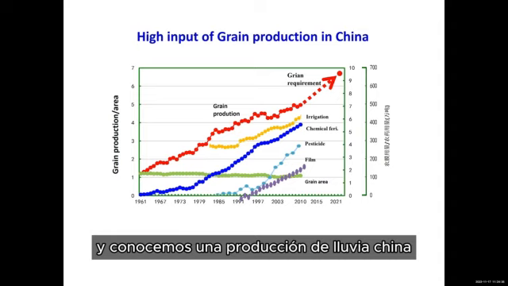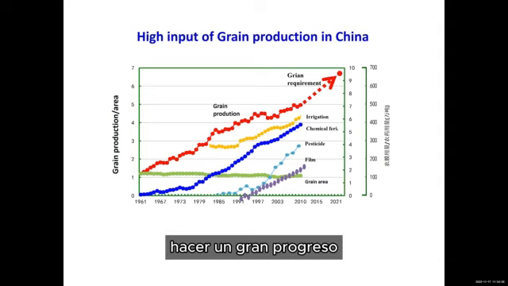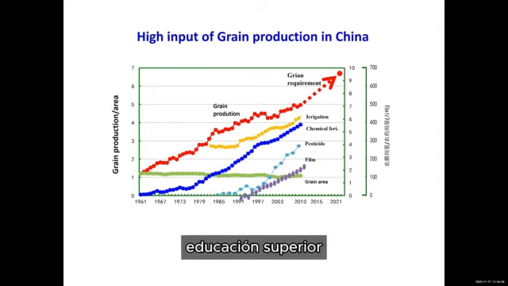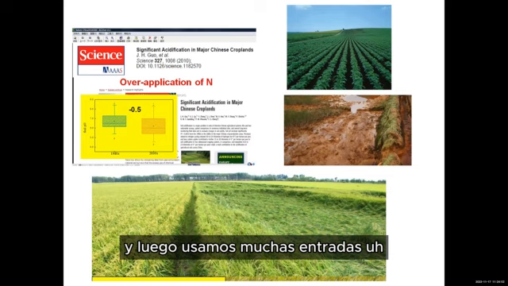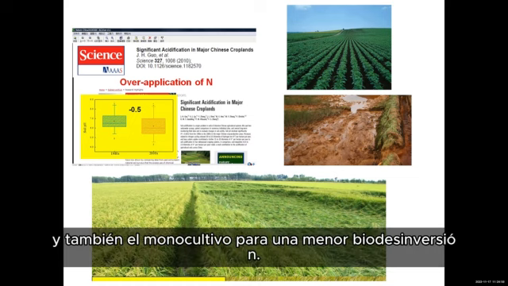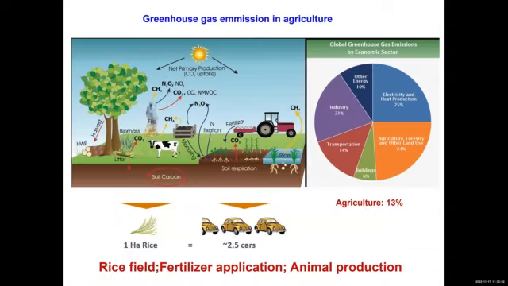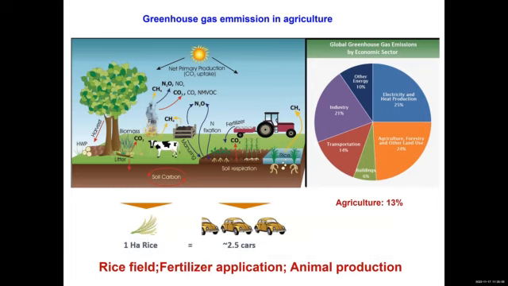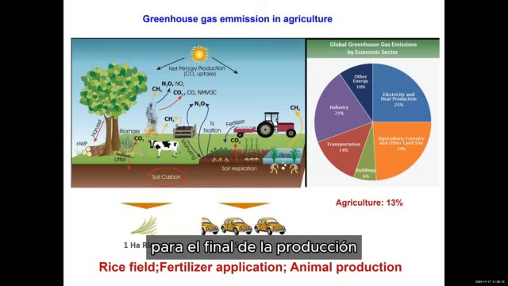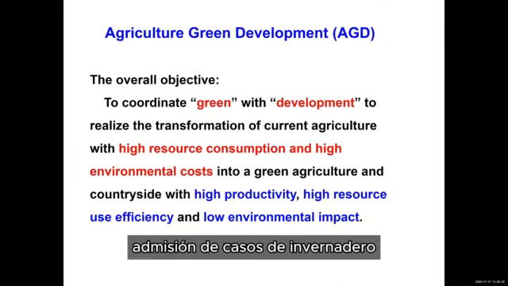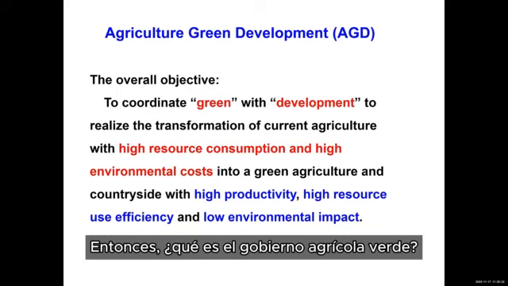And we know Chinese grain production has made great progress, but this progress depends on higher input. For example, high irrigation, higher chemicals, higher pesticides, higher fertilizer. And we use a lot of inputs. So there are some problems, for example, environmental problems, and also monoculture has lower biodiversity. And agriculture also has greenhouse gas emissions. For example, for rice, for fertilizer, for animal production, agriculture contributed more than 13% of the greenhouse gas emissions.